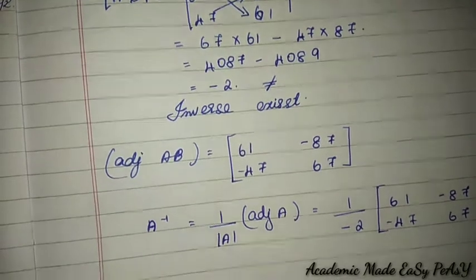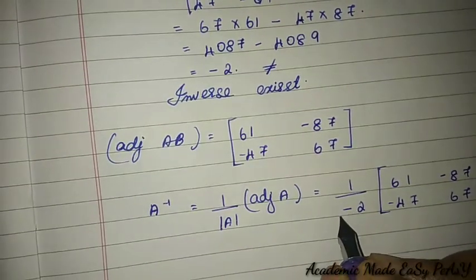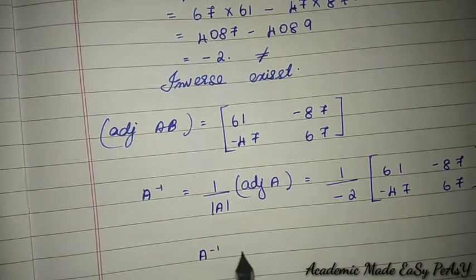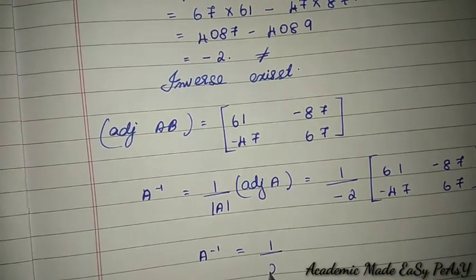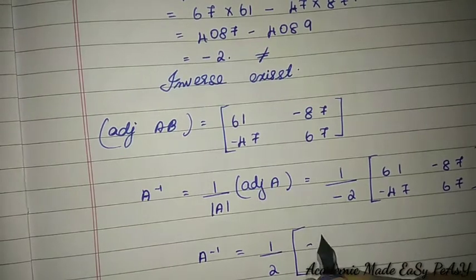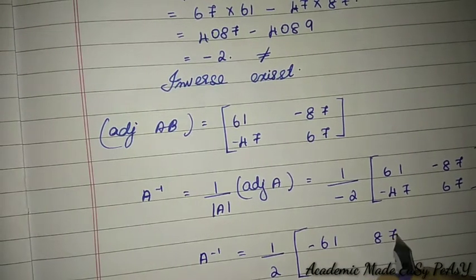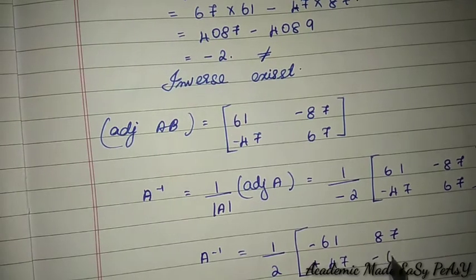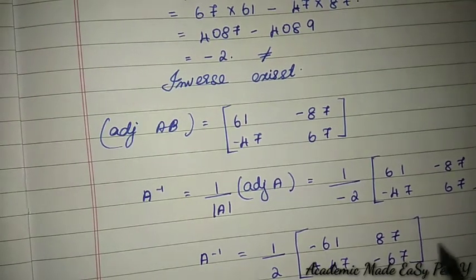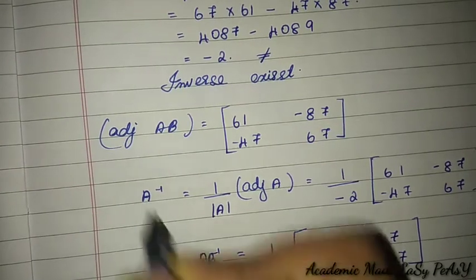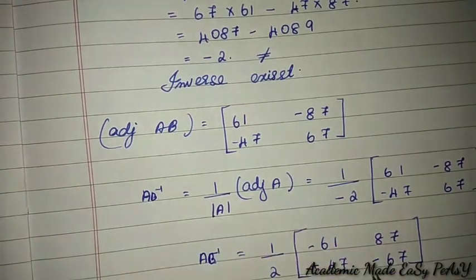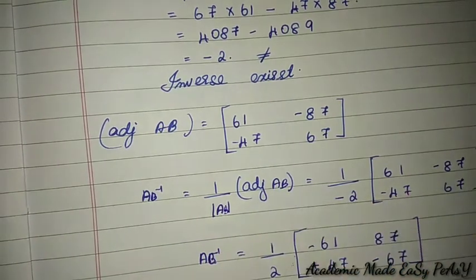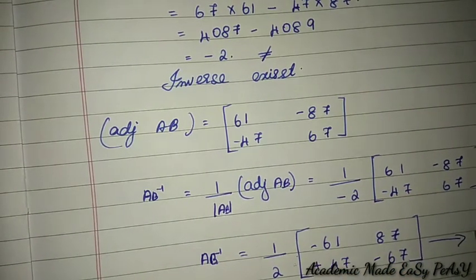So finally I will write, you can leave it till this step or else you can take the minus sign inside. So (AB) inverse is equal to 1 by 2 into minus 61, 87, plus 47, minus 67. So this is the (AB) whole inverse. So this is equation 1.